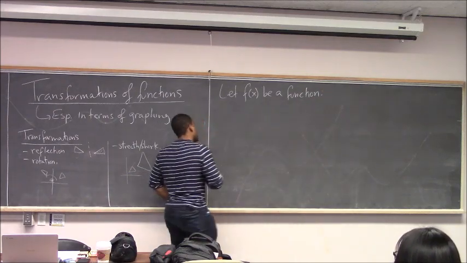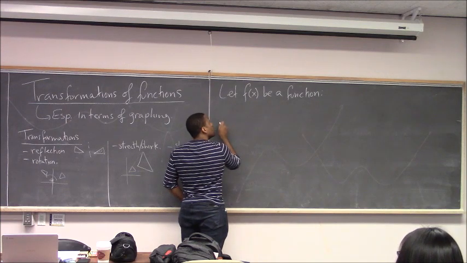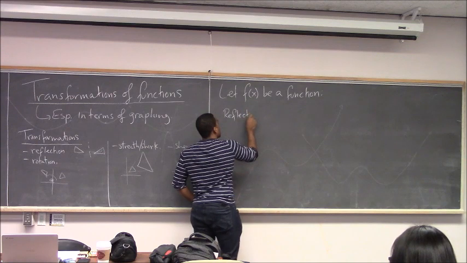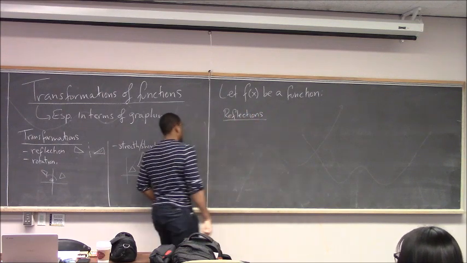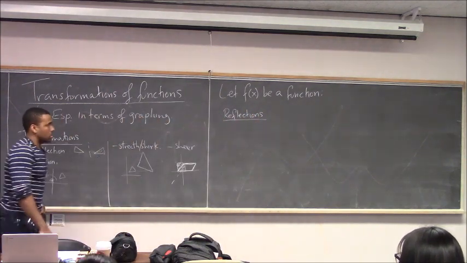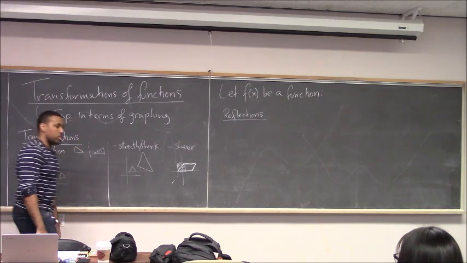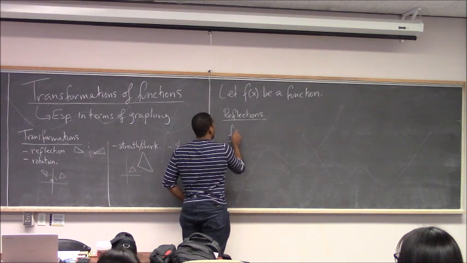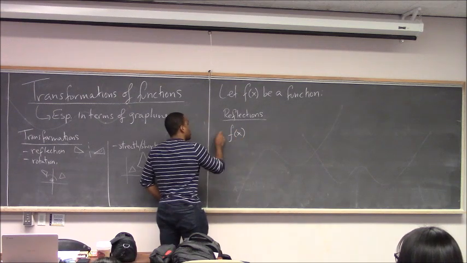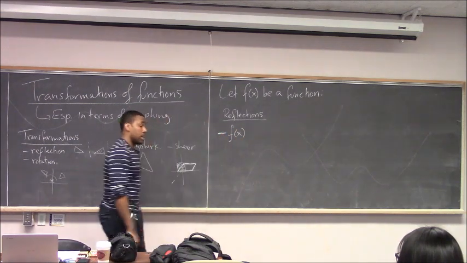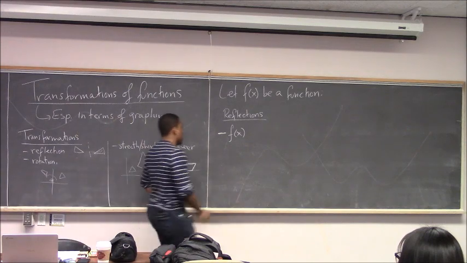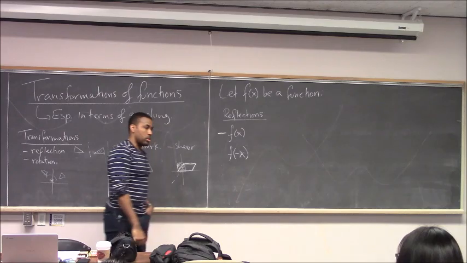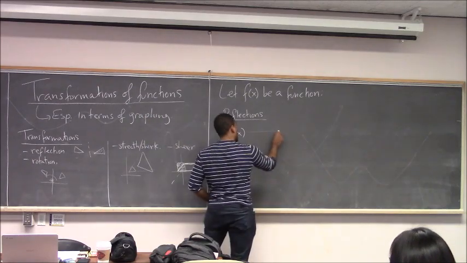So let's do reflections first. That means you're flipping a mirror image. There are a few reflections that you need to know about. One is multiplication by a negative sign outside the function. Another one is a multiplication inside the function. Now each of these does a different thing. Do you remember what this does?